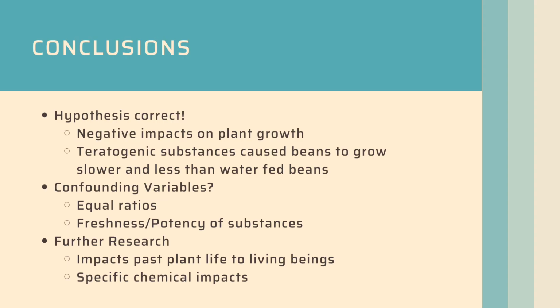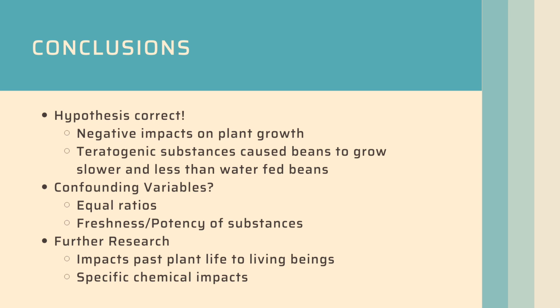So what does this mean? This meant that the hypothesis that the teratogenic substances would have a negative impact on plant growth is correct. Water, our control group, still grew the most and the fastest out of all 5 substances, while the teratogenic substances grew very slowly and at a very minimal length.